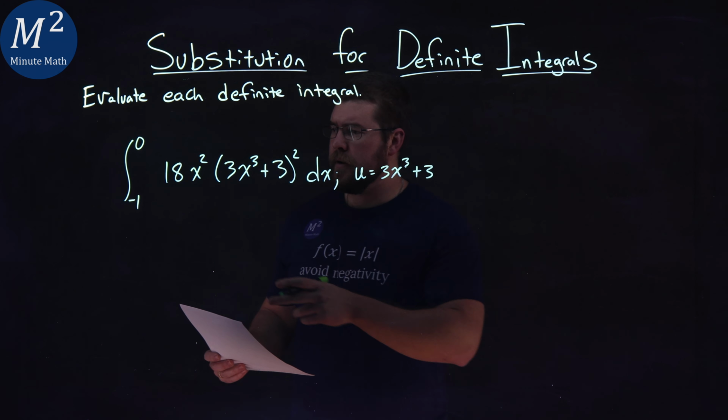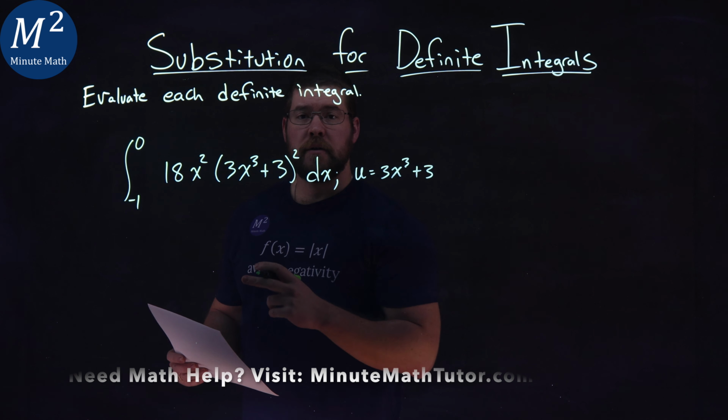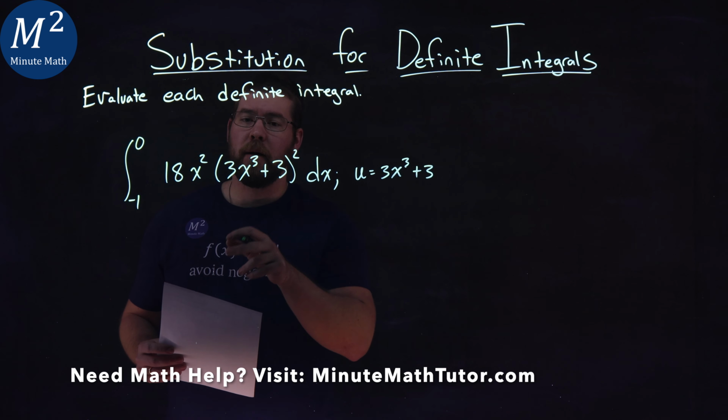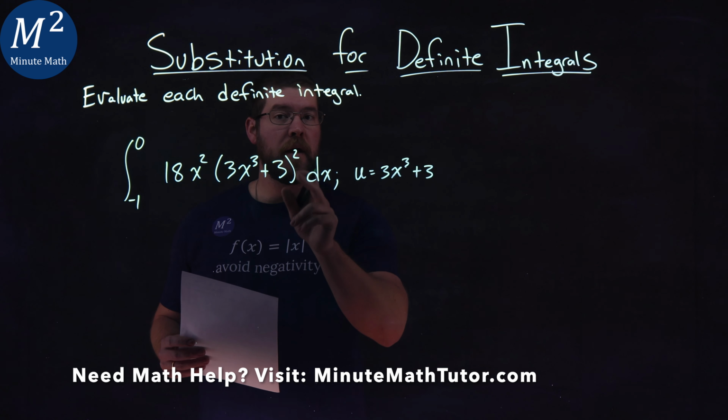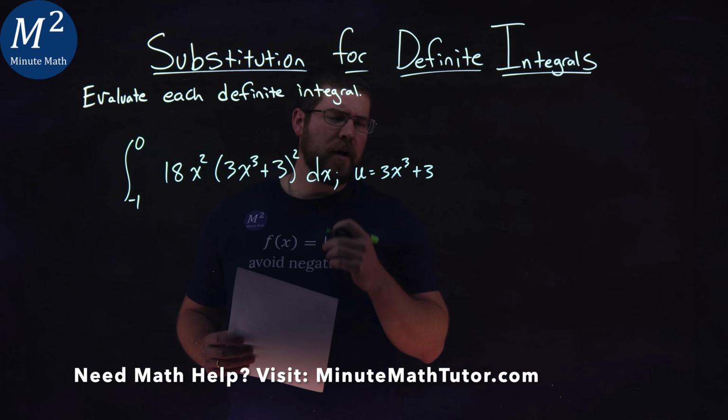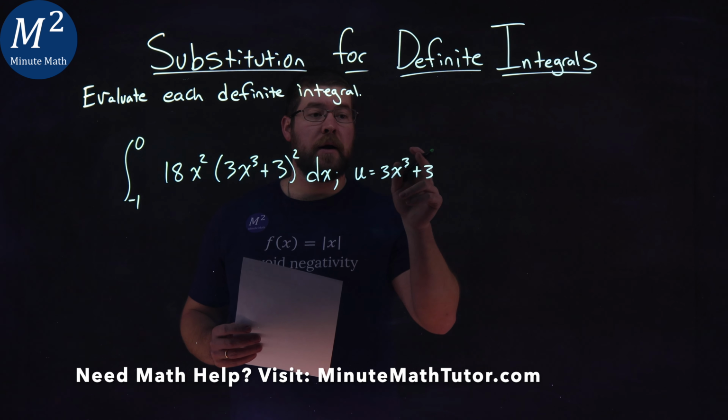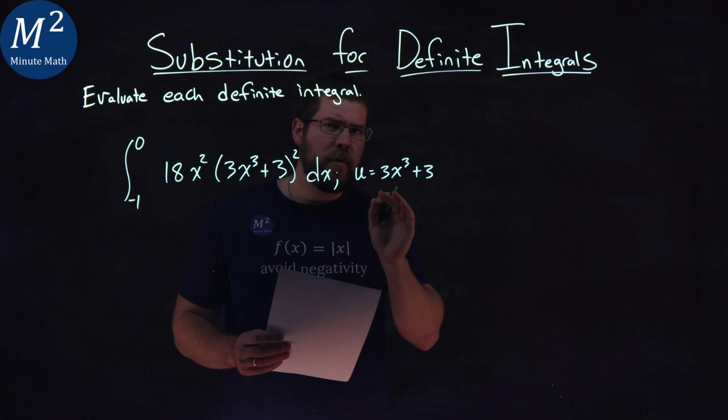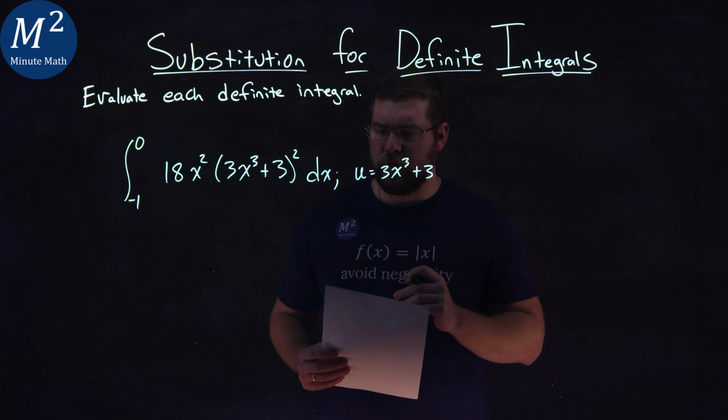We're given this problem right here, the integral from -1 to 0 of 18x squared times (3x to the third power plus 3) squared dx. And we're given a u value of 3x to the third power plus 3. And we need to evaluate this definite integral.